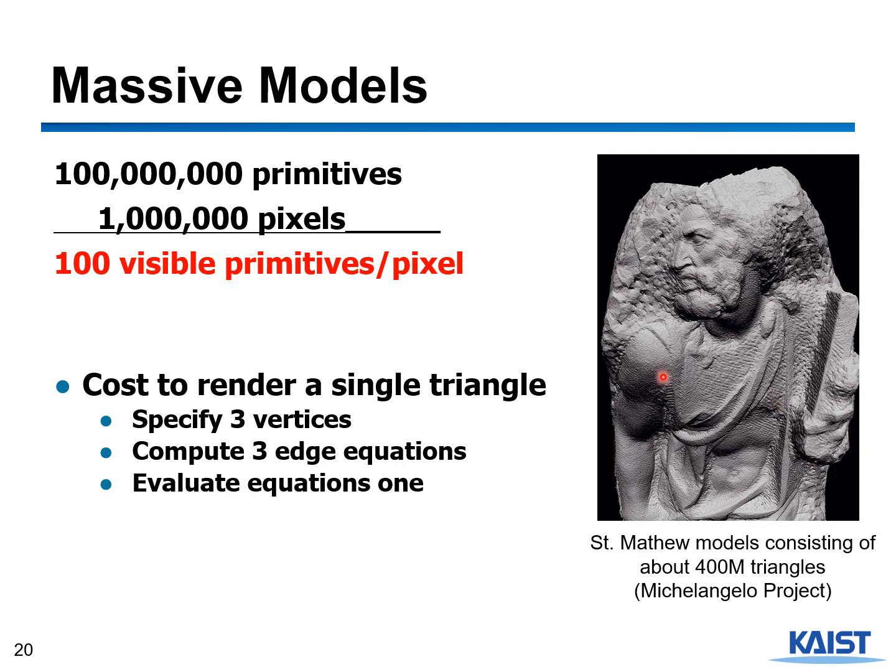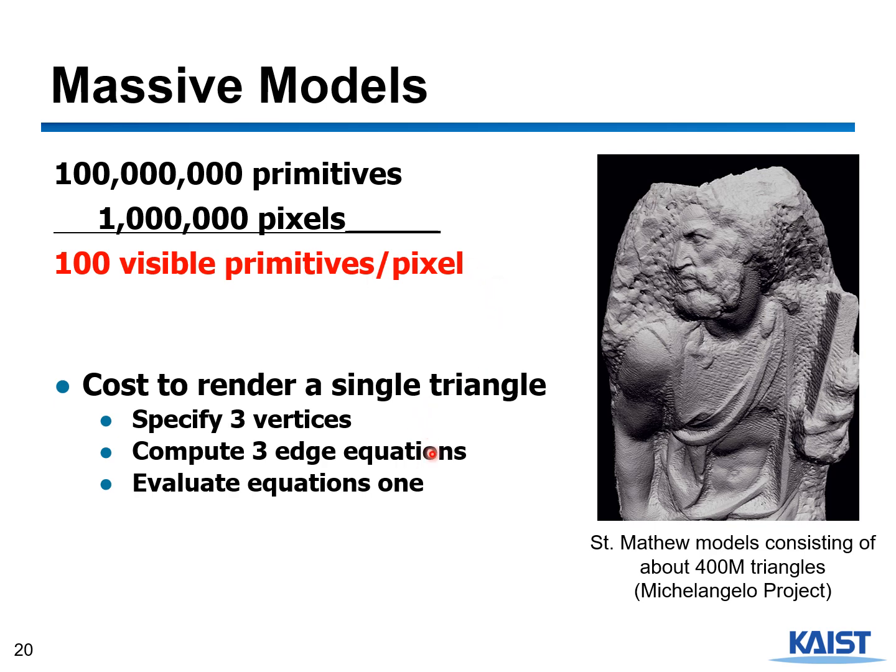But when you render massive data, for example this model, the St. Matthew model, which consists of 400 million triangles, and suppose you just have a 1,000 by 1,000 image space, which means 1 million pixels, then with a big model like this, say 100 million triangles, on average about 100 triangles map to each pixel. Obviously we cannot see the details of 100 triangles through only one pixel, right?